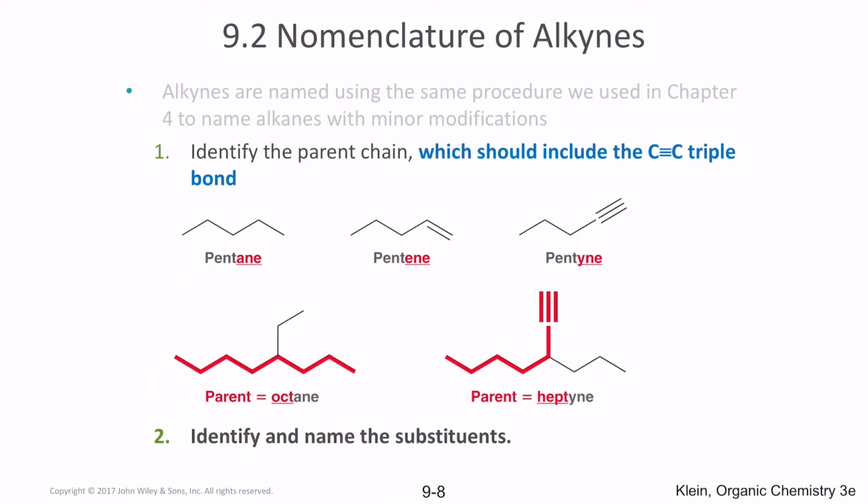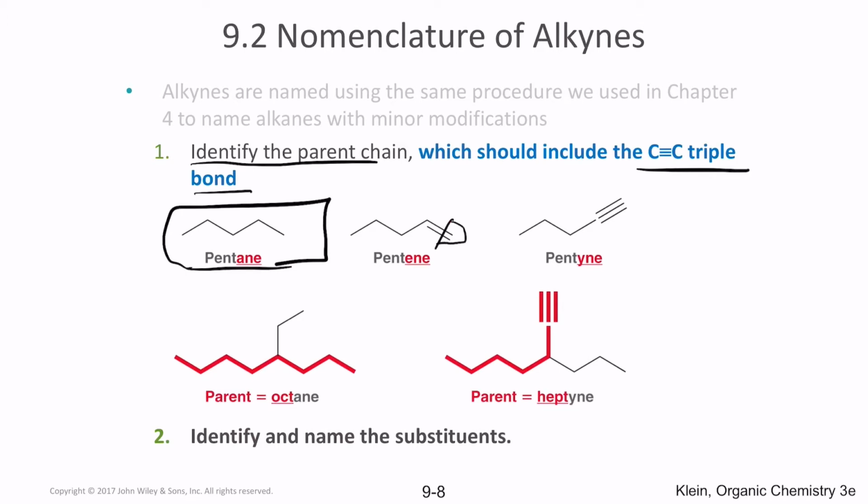So let's start with an example of how to identify the parent chain. Remember that the parent chain should always contain the triple bond. For example, this here is pentane, and because the double bond is on the edge, it becomes pentene. If in place of a double bond you have a triple bond, it is pentyne. Remember that whenever you draw the triple bond, there is no bend, it's always a straight line. So triple bonds are linear structures, remember that principle.